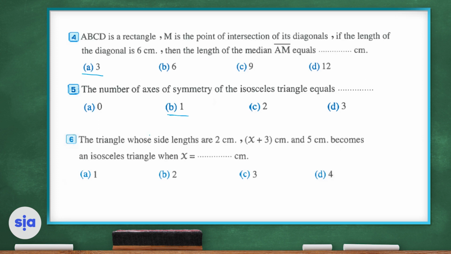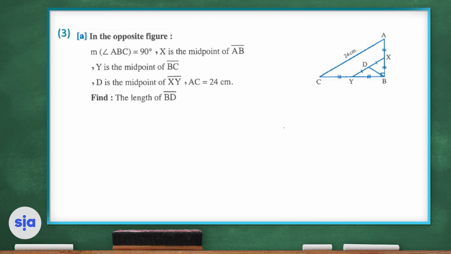Question 6. The triangle whose side lengths are 2 centimeters, x plus 3 and x plus 5, becomes an isosceles triangle when x equals, yes, when x equals 2, because the x plus 3 will be equal to 5. Question 3. In the opposite figure, the measure of angle ABC is 90 degrees, where X is the midpoint of AB, Y is the midpoint of BC, and D is the midpoint of XY, where AC is 24 centimeters long. The question wants us to find the length of BD.